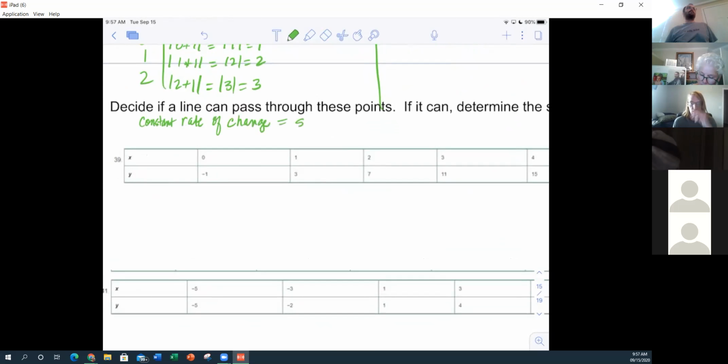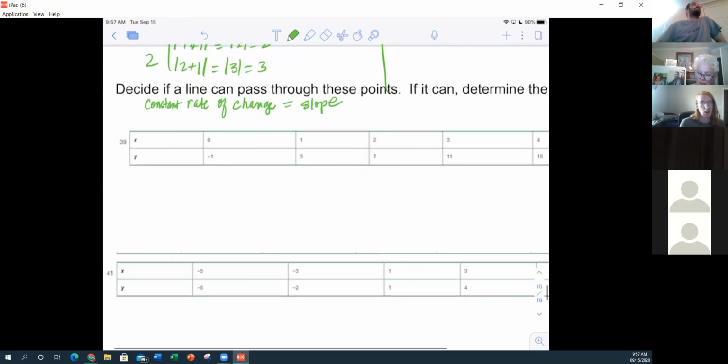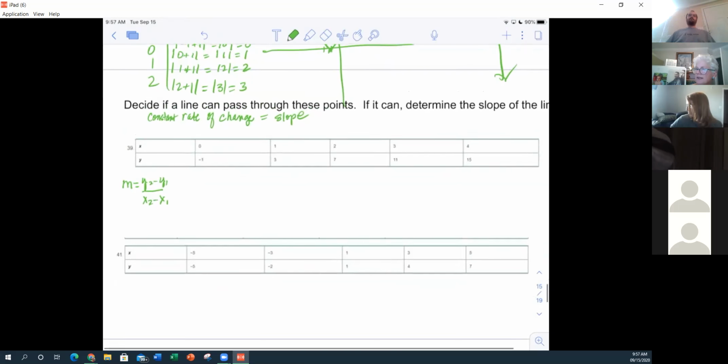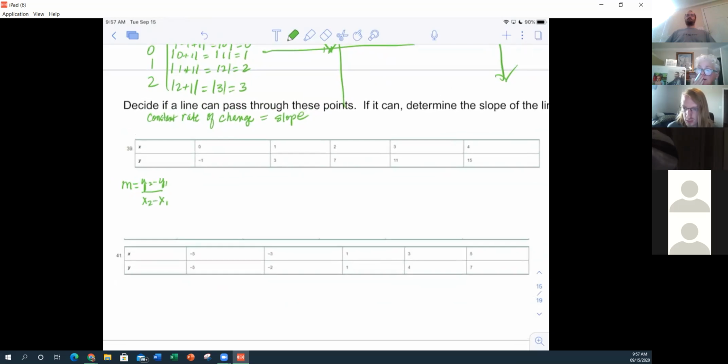Okay, so we kind of talked about this a little bit earlier. But what you want to do is deal with the y's first, because remember slope is y2 minus y1 over x2 minus x1. And I'll just tell you, some people, because the x is on the top and the y is on the bottom of the chart, want to put the x's on the top and the y's on the bottom of the equation. So don't do that, okay?